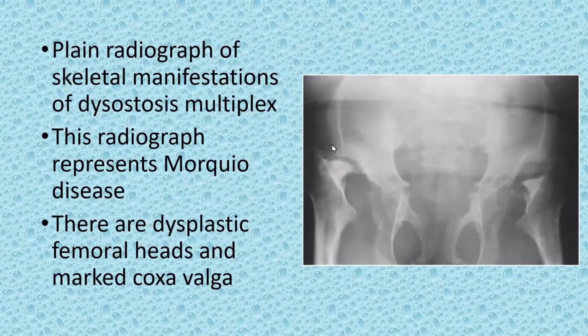This is a plain radiograph, which shows one of the skeletal manifestations of dysostosis multiplex. This is a patient who has Morquio's disease. Look at the dysplastic acetabulae and the marked coxa valga with dislocation of both hips in Morquio's disease. Look at the pelvis. Look at the ilium. It's flared. It is opening its arms to you. It's broad.